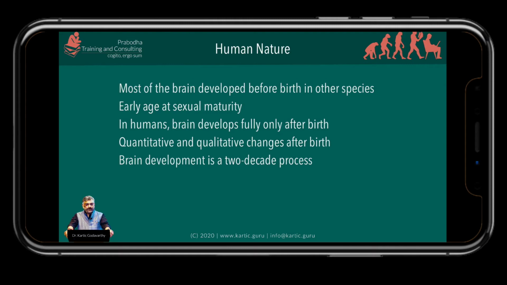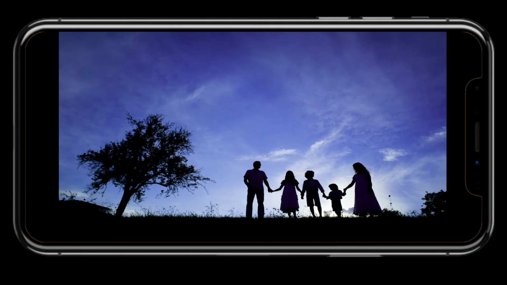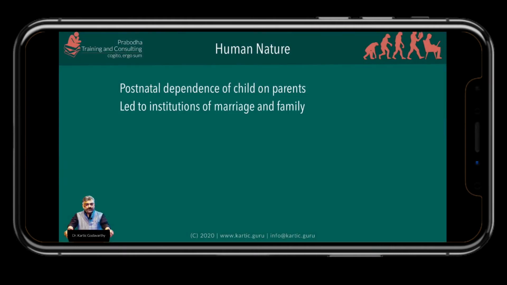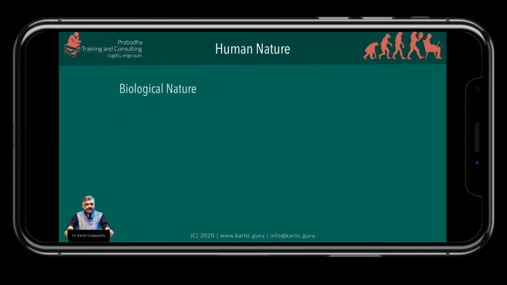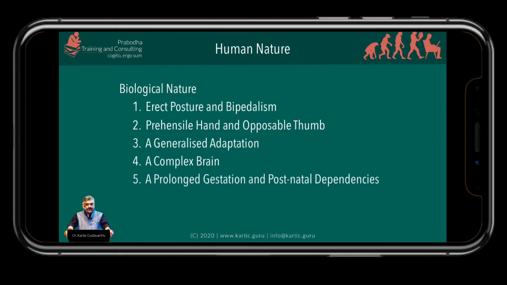It stabilizes around 21. When the child is developing only in 21 years, don't you think the child is dependent on the parents? That is the reason why in the human species there is an institution called marriage and there is an institution called family. The reason is because the human offspring are not capable of taking care of themselves till the time they are fully grown. So these are, I don't say this is an exhaustive list, but I would say these are the most defining aspects of human biology because these are the ones that have led to the behavioral nature of man, culture and society.